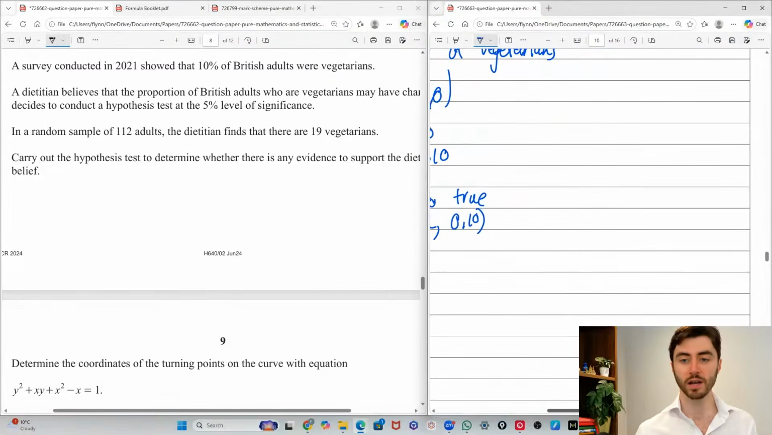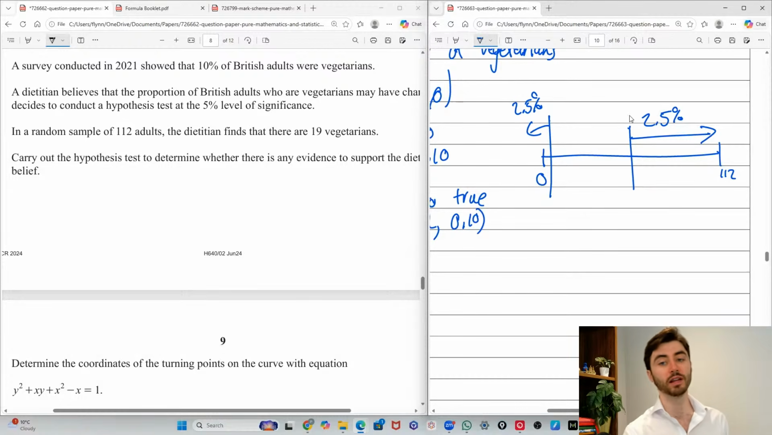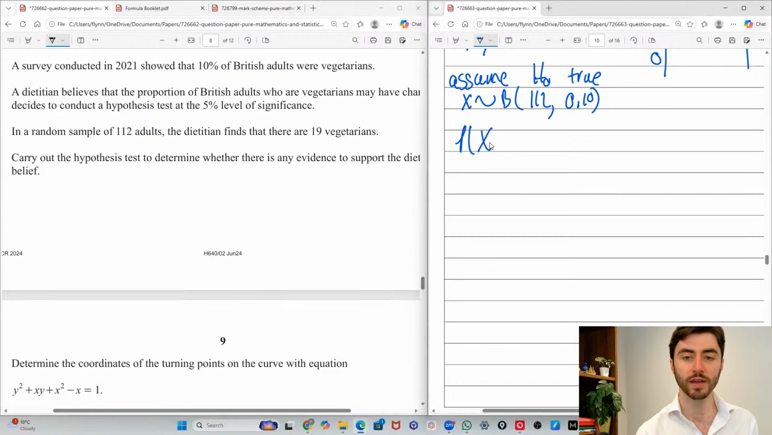So here, if I draw a kind of number line situation, it would be between 0 and 112. And there's some line in the sand such that the probability of being beyond that line in the sand is 2.5%. And there's some line in the sand where the probability of being below that is 2.5%. We know that 19 is going to lie closer to that upper value. So what I'm going to do is to calculate the probability of being 19 or bigger. So the probability of X being bigger than or equal to 19.